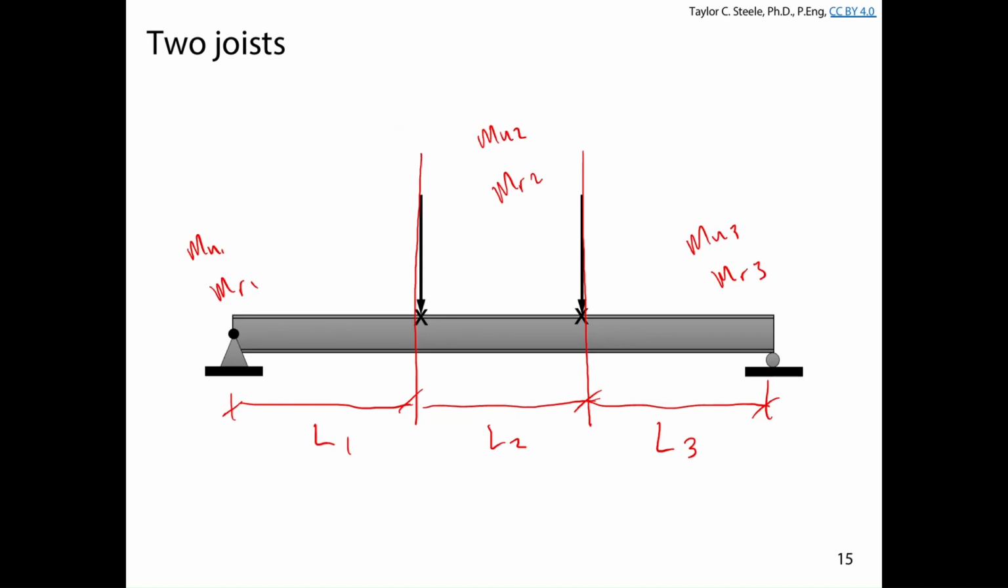Can anyone guess which of these three segments might be more critical? I don't want to show you yet, but does anyone have a sense for which of these three segments would be more critical in terms of lowest moment resistance for the highest moment demand on that segment? Any takers? Yeah? It's the middle. That's great. Why?